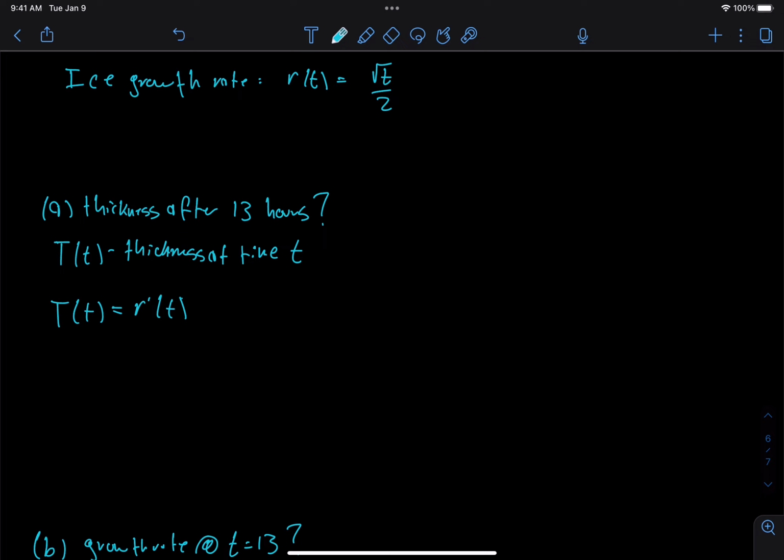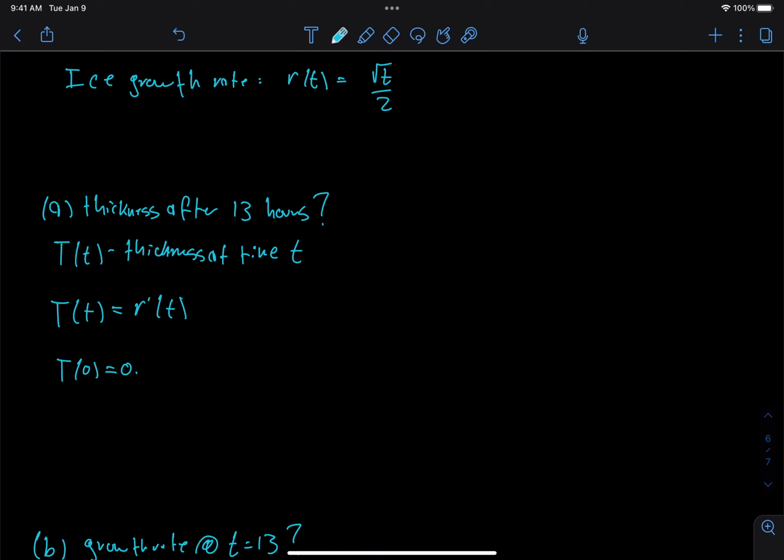Okay, so we know we have this, but in order to find out what is the unique function T through this antiderivative process, we also need this additional piece of information, which we can infer from the problem: T of 0 is 0. So why can we infer that?